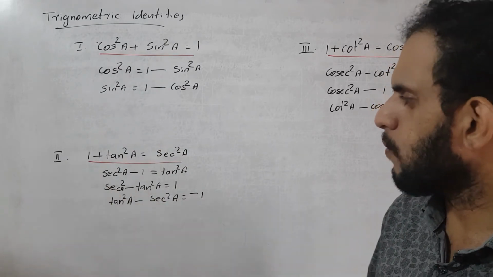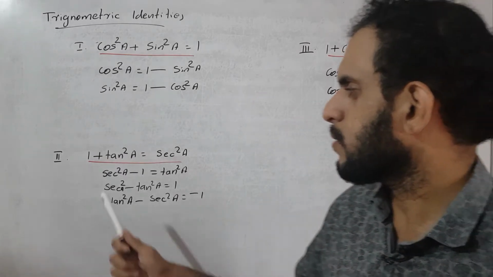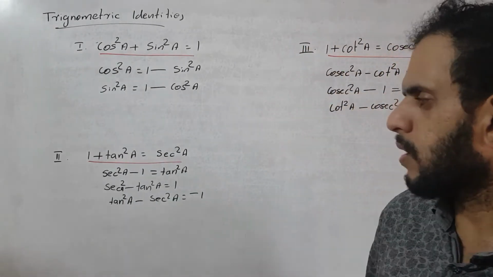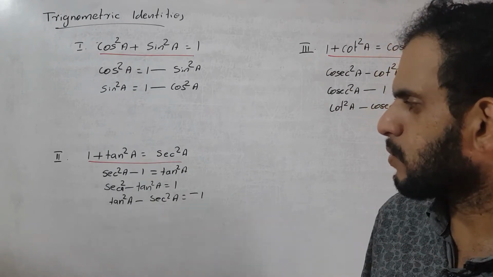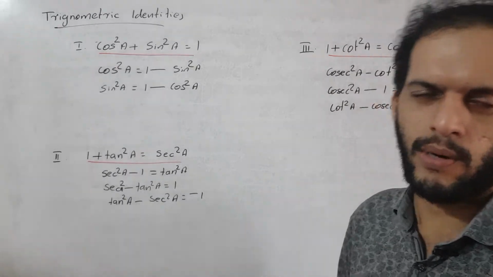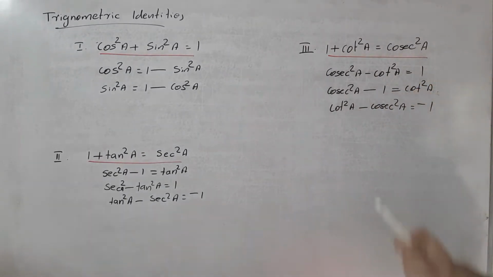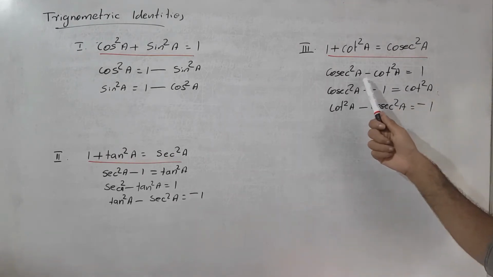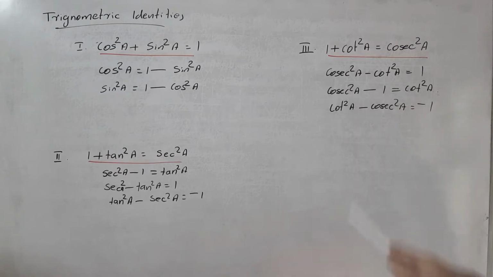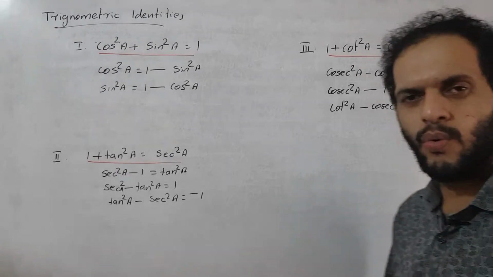Then the second identity, 1 plus tan square A is equal to sec square A. From this we get sec square A minus 1 is equal to tan square A, and sec square A minus tan square A is equal to 1, and tan square A minus sec square A is equal to minus 1. Then the third one, 1 plus cot square A is equal to cosec square A, that is an identity. From this we get cosec square A minus cot square A is equal to 1, cosec square A minus 1 is equal to cot square A, and cot square A minus cosec square A is equal to minus 1.